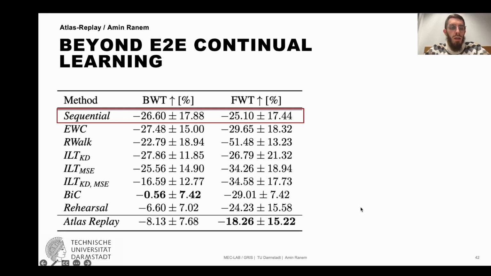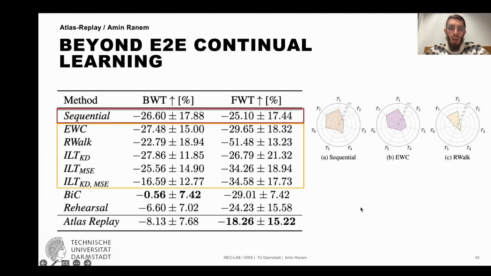When we then look at the results, we see that sequential is obviously not performing well in maintaining knowledge nor generalizing well. Looking at the regularization-based methods, they play in the same ballpark, except the incremental learning technique. When we look at the spider plots, they basically just indicate the performance of the final model trained on all 7 stages evaluated across all 7 tasks, and the larger the area, of course, the better the method. And Riemannian walk even performs worse than simple sequential.